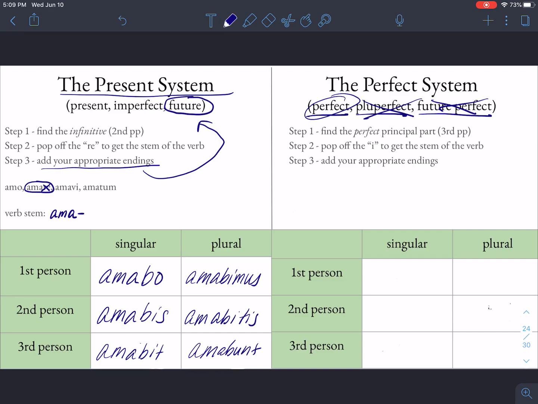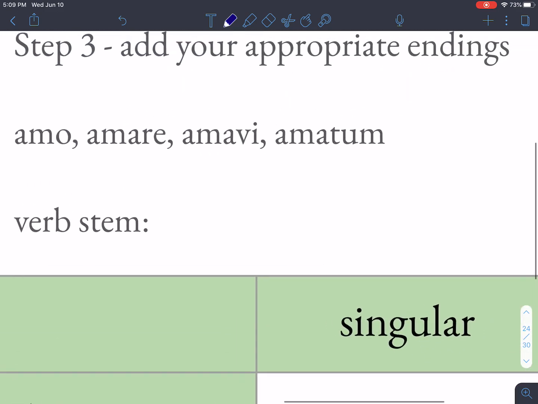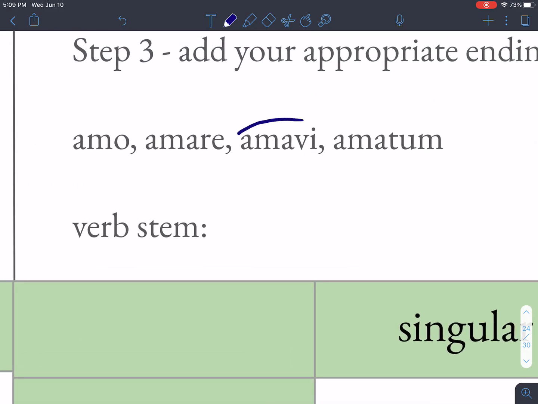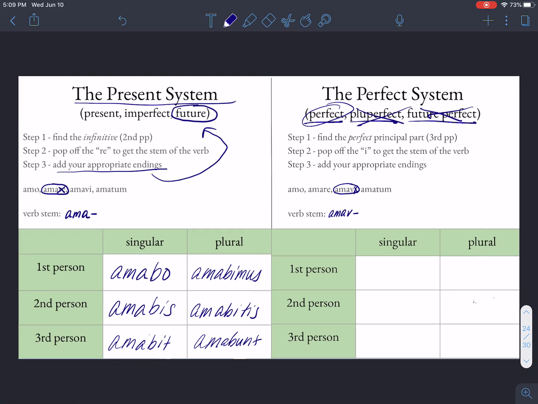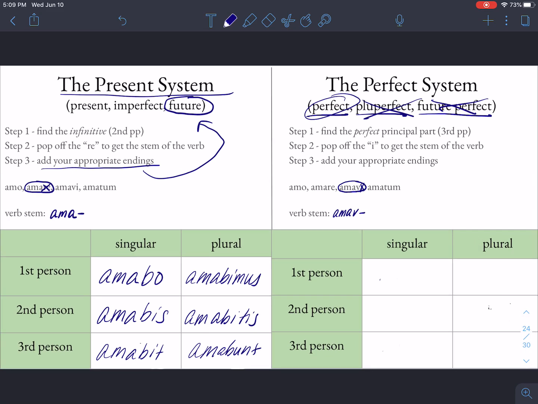So let's conjugate amo, amare in the perfect tense. Step 1, find the perfect principal part. That's the third principal part right here. You drop the I and you're left with the verb stem, amav. Now let's use our stem and add our perfect endings.